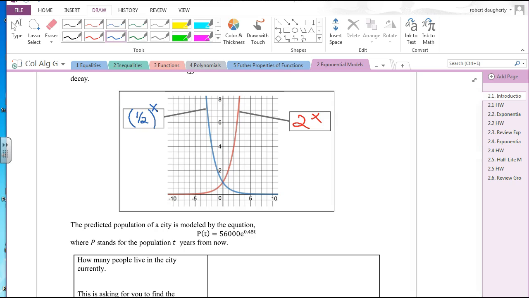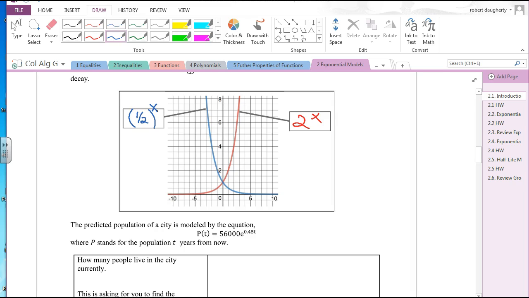The red one. So if you look at it, as I go from left to right, my numbers are increasing. I am growing. If you look at the blue one, as I go from left to right, instead of growing, I'm doing what? I'm declining. I'm decaying. Okay? So that's the difference between exponential growth and exponential decay.